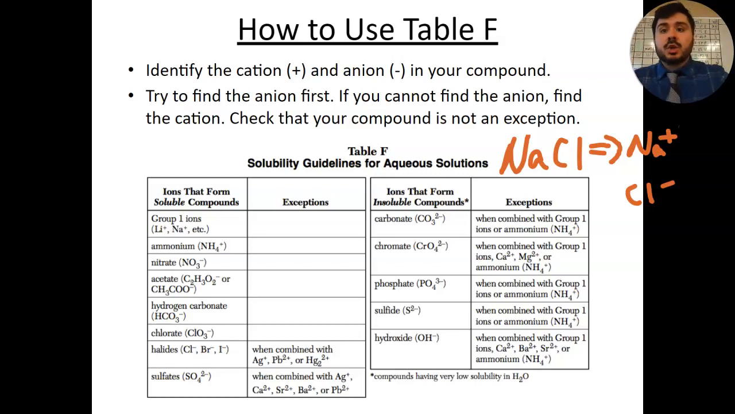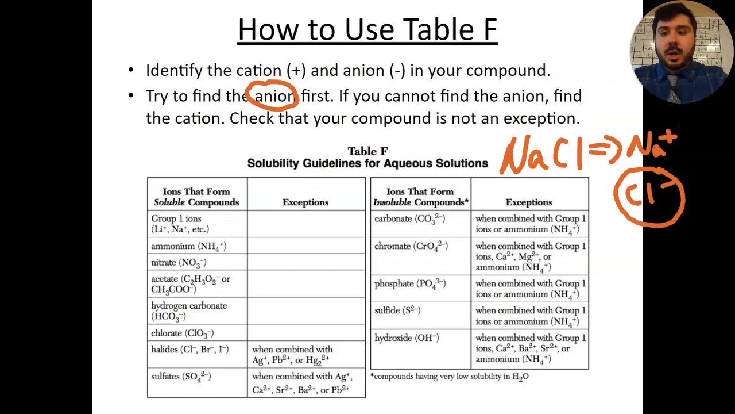Step 2, try and find the anion first. Look for just the anion. I'll circle that a little bit better. Just the anion. So we look at our two ions here. Our anion is Cl-. So what we need to do is go look at this table here.